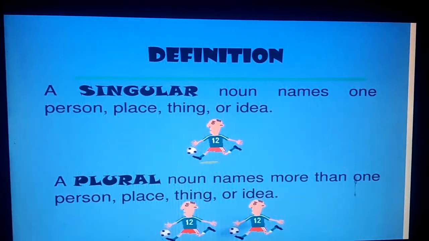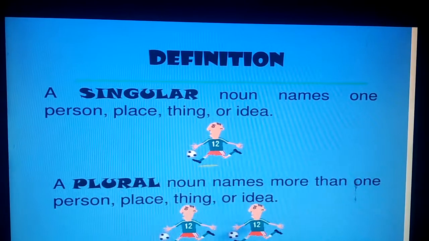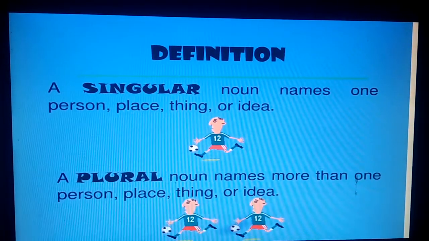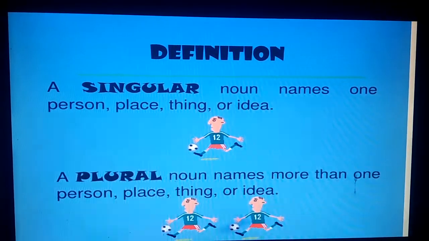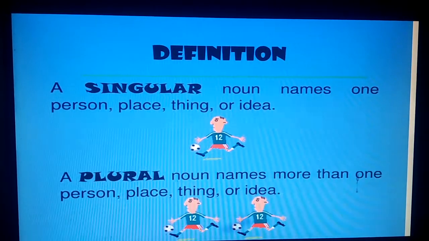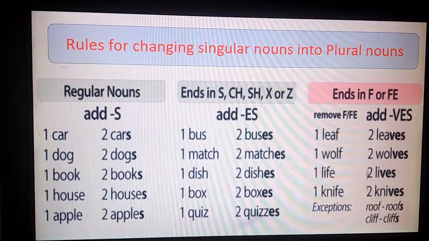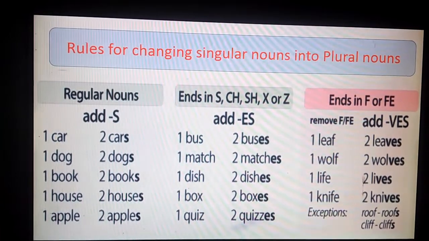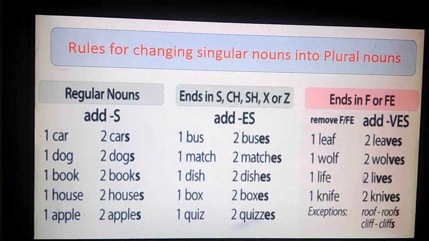The next thing is singular and plural nouns. A singular noun, we know, names one person, place, thing or idea, and a plural noun names more than one person, place, thing or idea. Let us learn the rules for changing singular nouns into plural nouns.